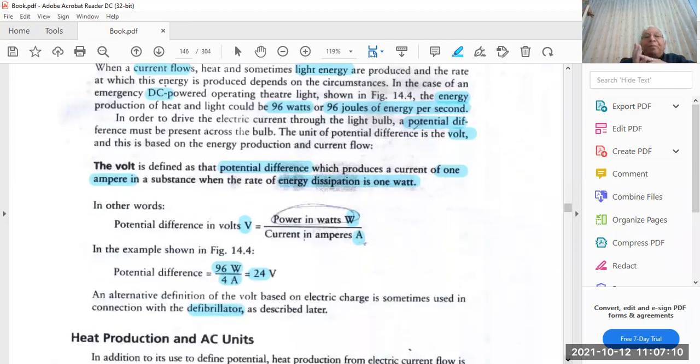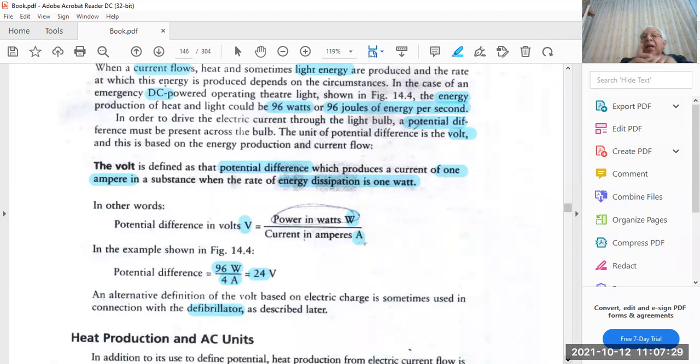The volt, as we can see, which is the electrical potential between 2 points, is calculated by dividing the power in watts over the current in ampere.